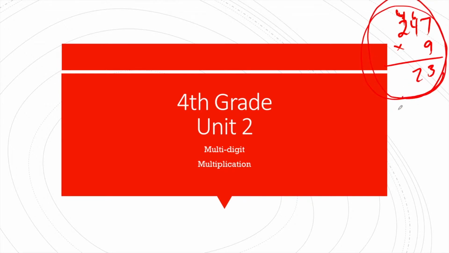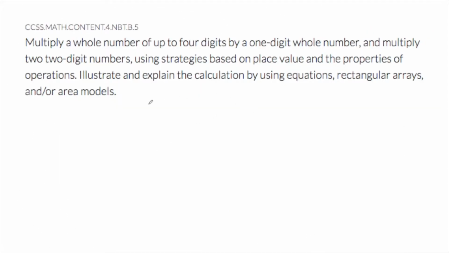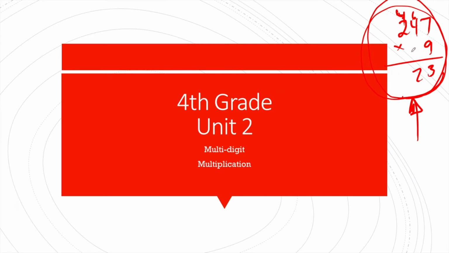In fourth grade, this setup is not taught at all. And one of the reasons is because it is hard to explain and it is hard to justify. The standard says to multiply, but to do it using strategies based on place value, the properties of the operations, and then to be able to illustrate and explain. And so they don't actually learn this algorithm until sixth grade, where it says to multiply, you'll see the words fluently using the traditional algorithm.